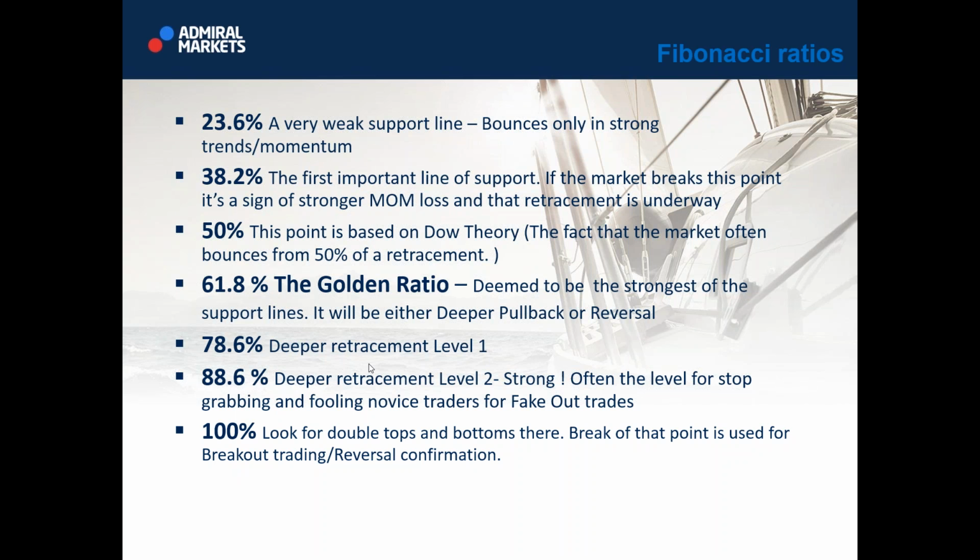But guys, in Forex market, this is indeed a powerful number. But so far, even more powerful is 88.6, in my opinion. Golden ratio is deemed to be the strongest of support lines. So if the price jumps, it usually will jump from 61.8, but if it retraces deeper, it will go to two deep retracement levels. First deeper retracement level, level 1, is 78.6. Second level for deeper retracement, level 2, is 88.6. My favorite number.